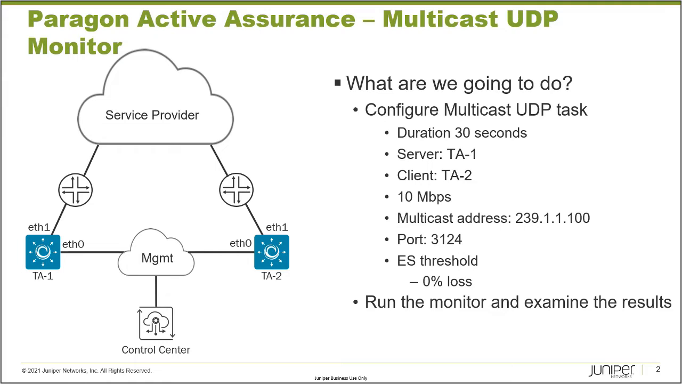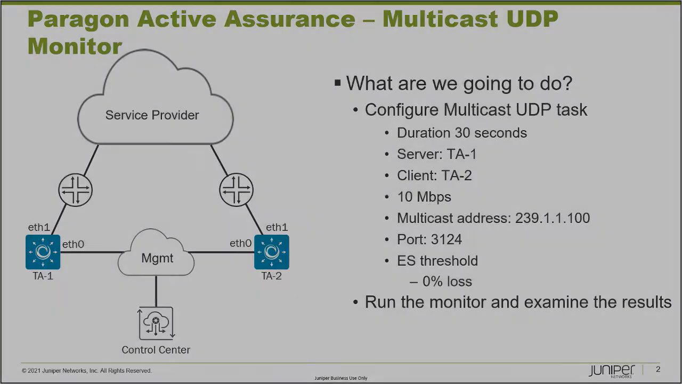Okay, so with that, what are some things we haven't talked about? Duration, we're going to set to 30 seconds. The server and the client we talked about. The rate we're going to set at 10 megabits per second. The multicast address of 239.1.1.100, we did talk about. The server port is going to be 3124. And then for error seconds threshold, we're just going to be using 0% loss. We could also say something about the jitter or the delay in the error second thresholds, but with this learning byte, we're going to keep it simple and put it at 0% loss for the only error second threshold metric. And then we'll run the monitor and examine the results. So with that, let's go ahead and jump to the control center web interface and get this going.